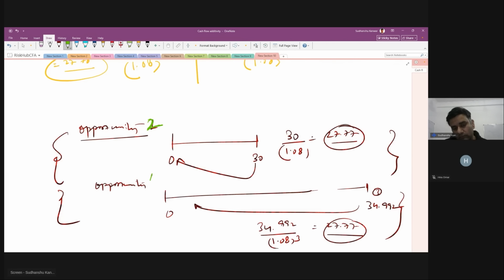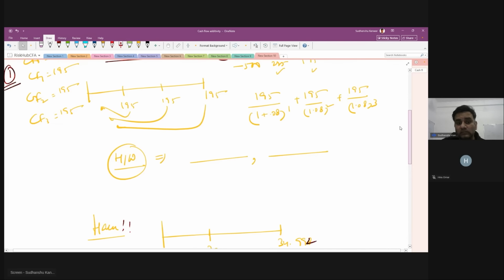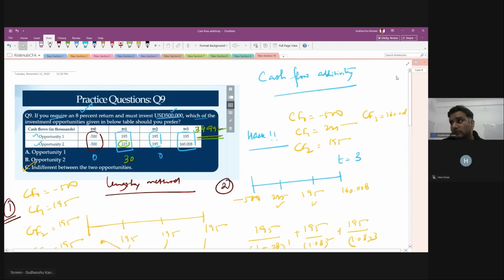This is opportunity 1. See, it will not be cancelled out because the timings are different. The whole idea of studying the time value of money is to show you that different time periods cannot cancel out. Only the same 500 were cancelled out because they were in the same period, right? 500 cancels at T0, 195 cancels at T2, but at T1 opportunity 2 is better, at T3 opportunity 1 is better, right? So they cannot cancel out. You have to find out the time value of money of these, and that is what I am doing.